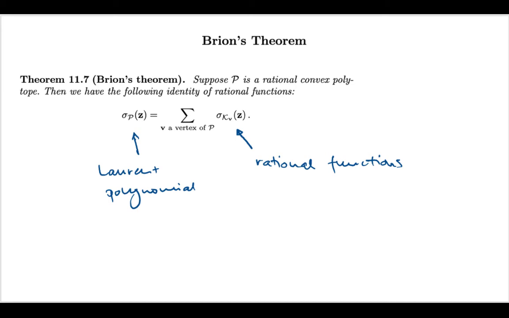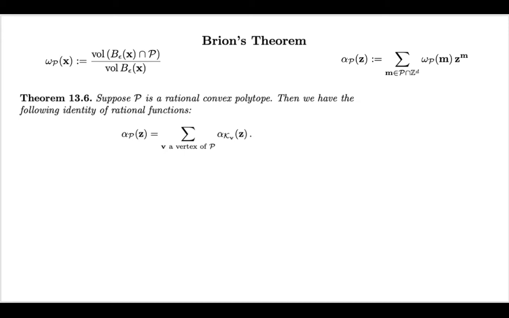This was theorem 11.7. And it says that the integer point transform of a polytope equals the sum of the rational functions representing the integer point transforms of the vertex cones. And what we'll have is precisely the analogous theorem for alpha. So again, I claim for cones, alpha of a cone is a rational function. And so now when we add up these rational functions over all vertex cones of a polytope, we get the solid angle generating function of the polytope.